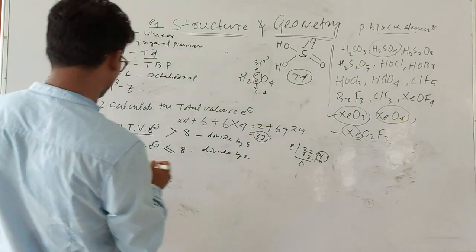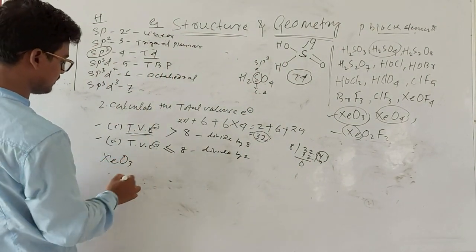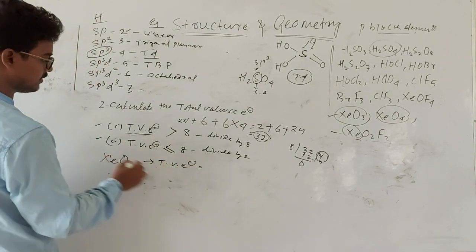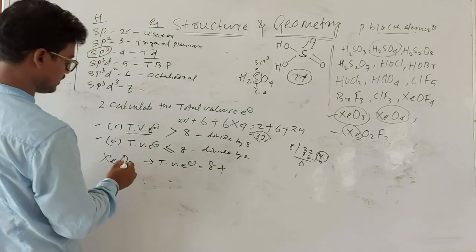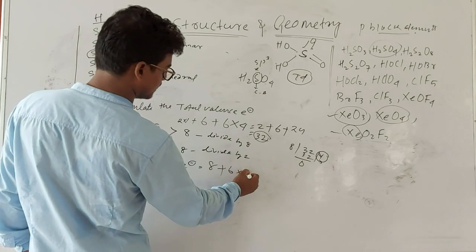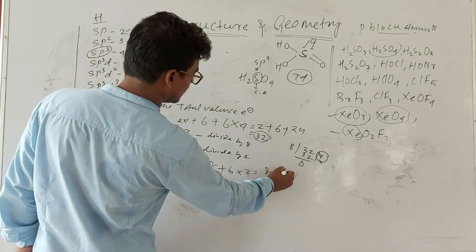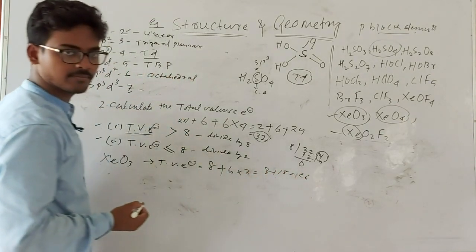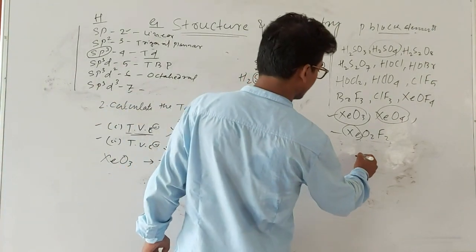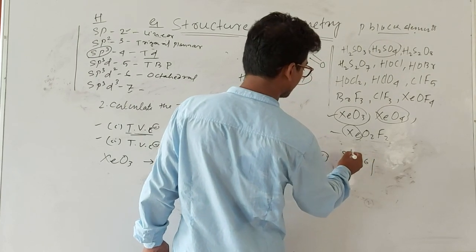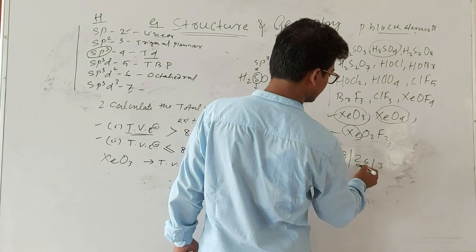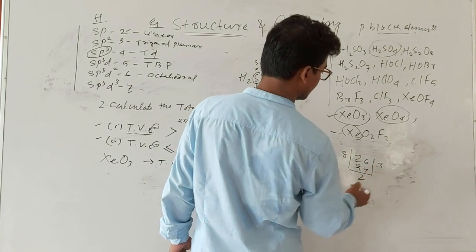Now I will do XeO3. For XeO3, calculate the total valence electrons: for xenon that is 8, plus oxygen contains 6 and the total number of atoms is 3, so 6 into 3 is 18. 8 plus 18 is equal to 26. This is also greater than 8, so I have to divide 26 by 8. 8 into 3 is 24, and the remainder is 2.